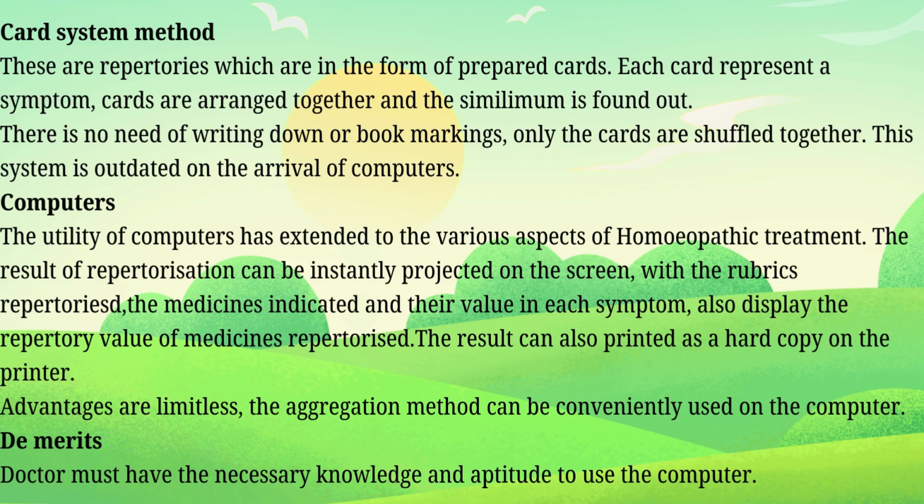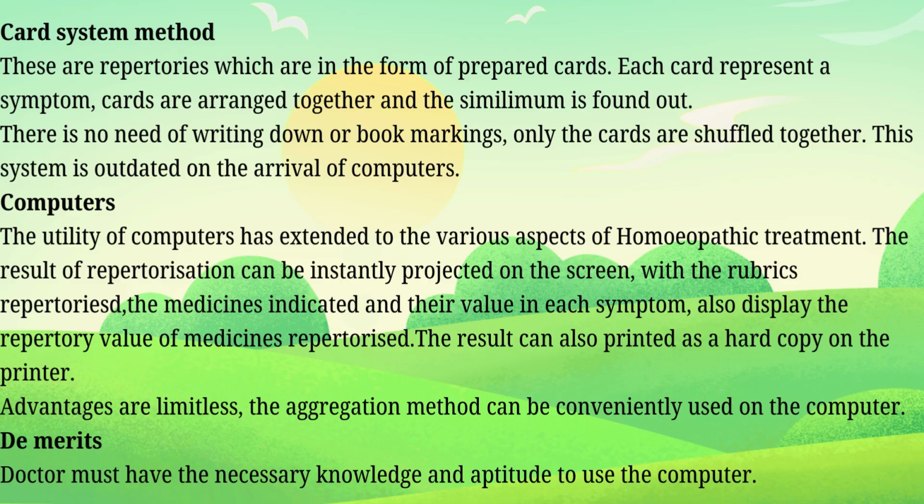Demerits: medicines represented in the sheets are less in number. Only polycrests are predominantly represented. Card system method. These are repertories which are in the form of prepared cards. Each card represents a symptom, cards are arranged together and the simillimum is found out. There is no need of writing down or bookmarking, only the cards are shuffled together. This system is outdated on the arrival of computers.